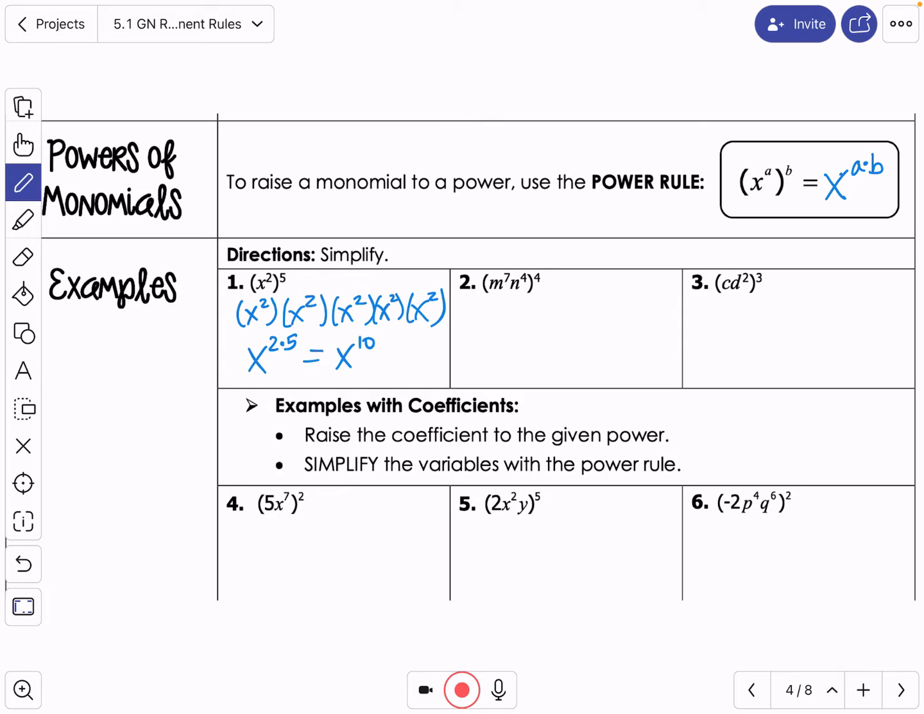All right, second example: m raised to the 7th times n raised to the 4th, and it's all raised to the 4th power. That becomes m raised to the 7th times 4 times n raised to the 4th times 4, or m raised to the 28th power times n raised to the 16th power.